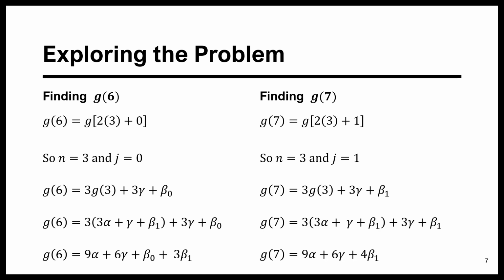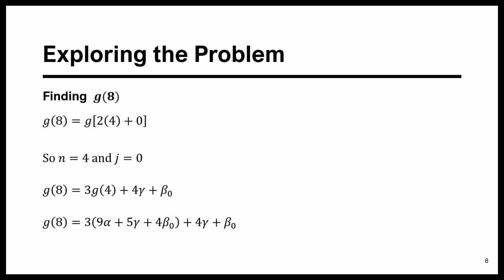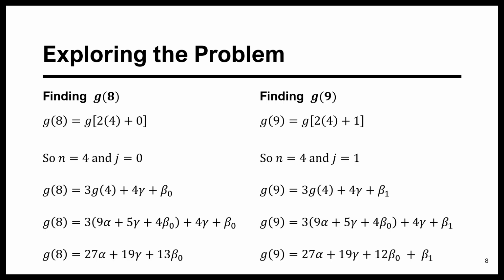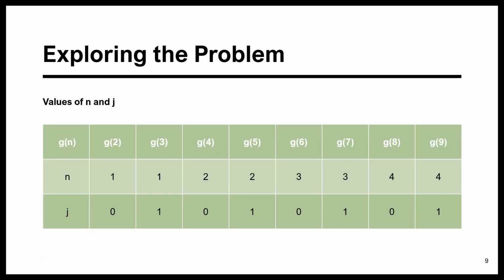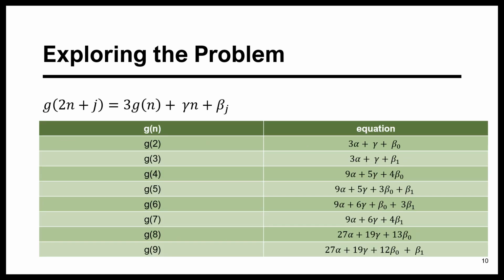And I don't want to bore you with all this tedious math. That was actually kind of fun to do, I will admit. So we notice this pattern when we look at the values of n and j from g(2) through g(9). Our n's repeat. They do 1 and 1 and then 2 and 2. It's always in patterns of 2. And then our j's are alternating between 1 and 0. I don't know if that's anything to do with anything, but it's very interesting. So these are all the equations that we found, which are going to be important later on.